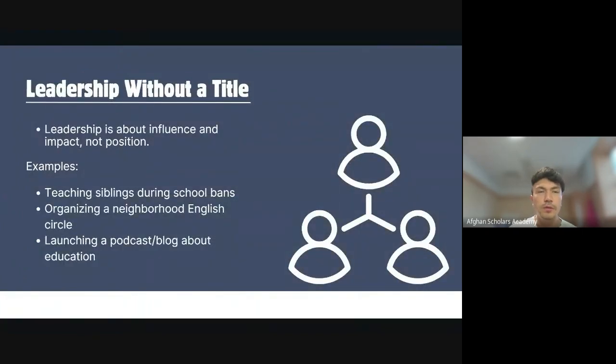So, leadership without a title. Sometimes we think that having a higher position in an organization is really important, or it is important for some people, I know. But leadership is about influence and impact. It's not really about the position or the title you hold in that organization, or in that initiative, or that community.